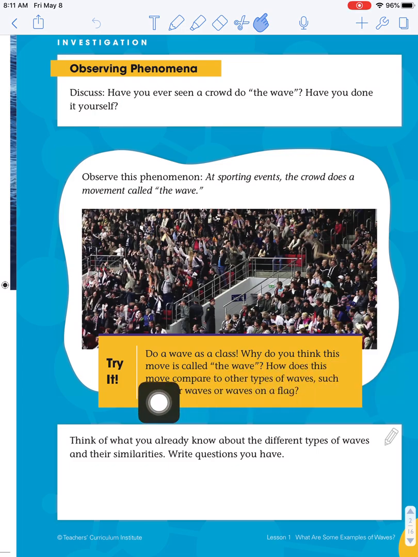Why do you think this move is called the wave? How does this move compare to other types of waves, such as water waves or waves on a flag? Think of what you already know about the different types of waves and their similarities. Write questions you have. And you can go ahead and pause this and do these now, because we would like to know what kind of questions you have before you learn about it.